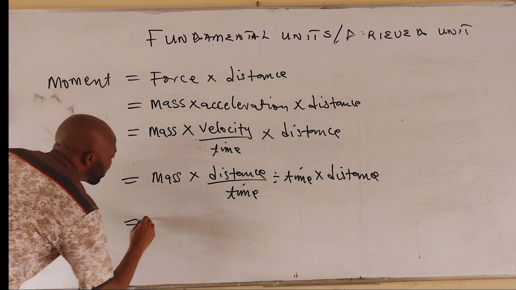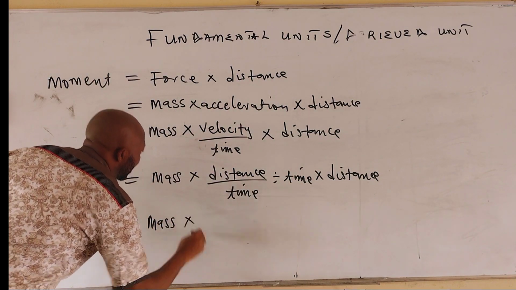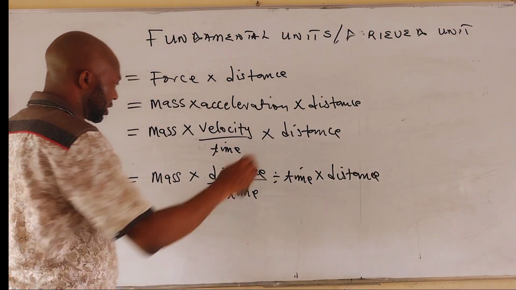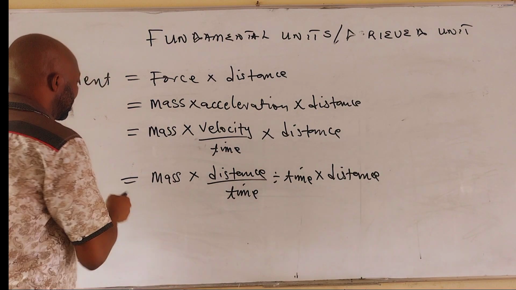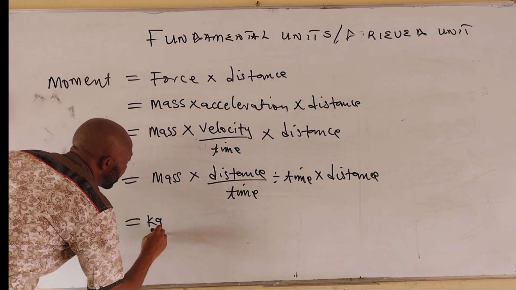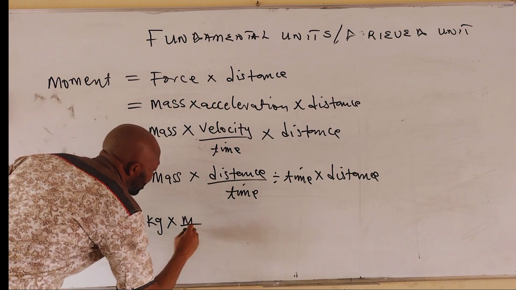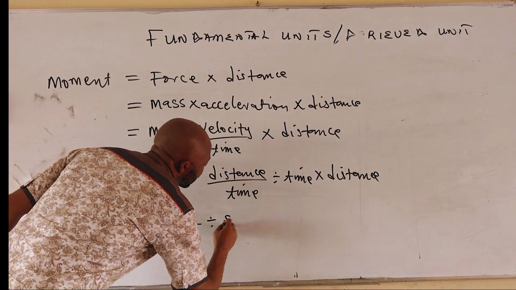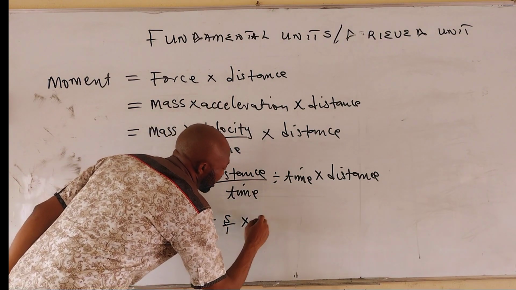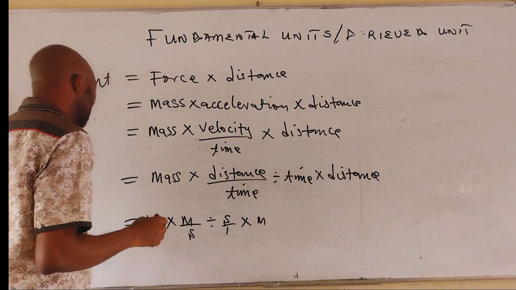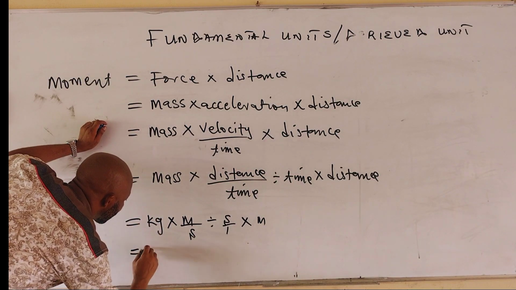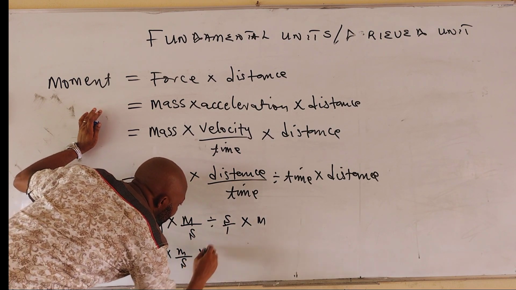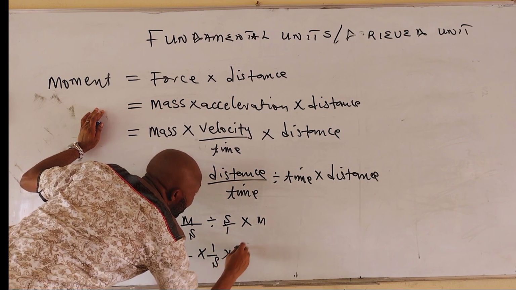And this is equal to mass times distance. Let me just take them out at once. Mass is in kg times distance in meter over time in second divided by time in second over 1 times distance in meter. So this is the same thing as kg times meter over seconds times 1 over second times meter.